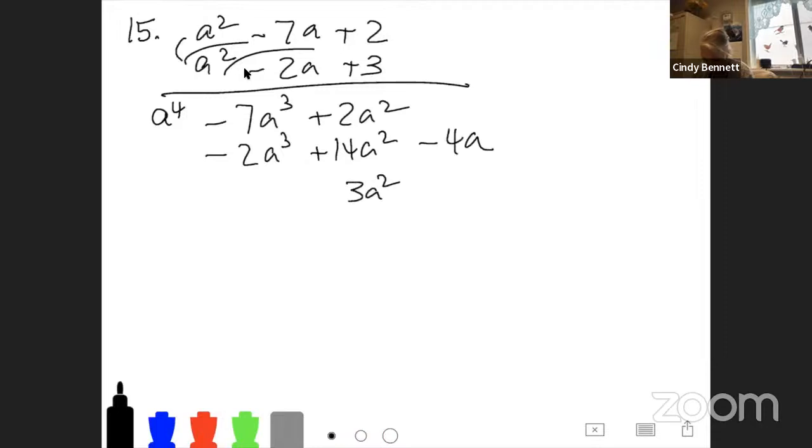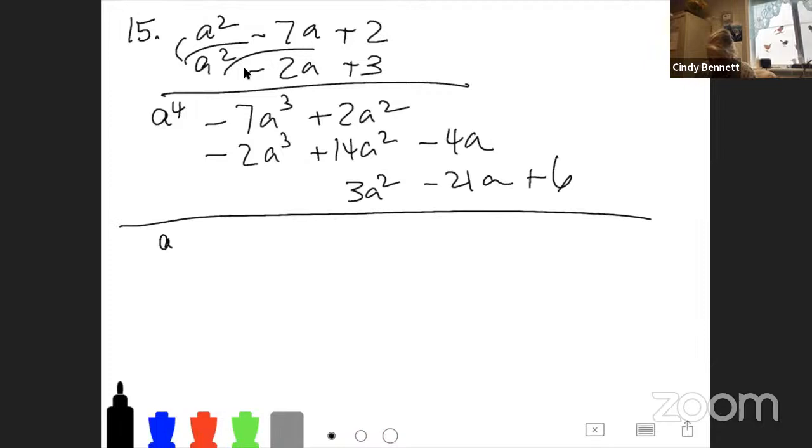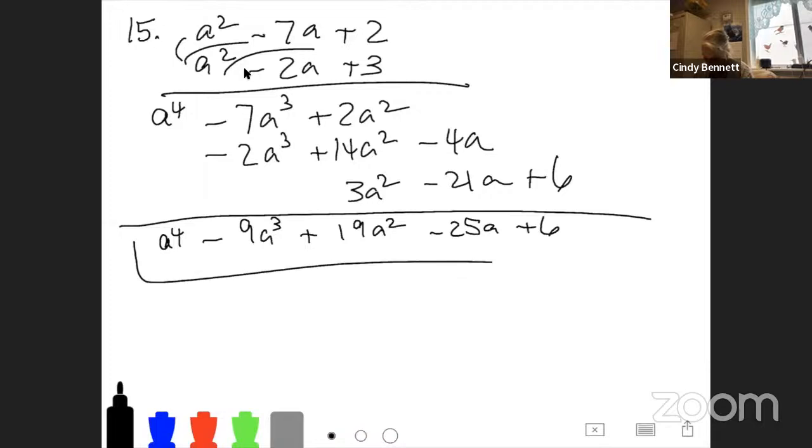3 times negative 7 is negative 21a plus 6. Now you can see they're all in a row, and I can add like terms. a to the 4th minus 9a cubed, 14, 15, 16 plus 3 is 19a squared minus 25a plus 6. And I am done. That's number 15.